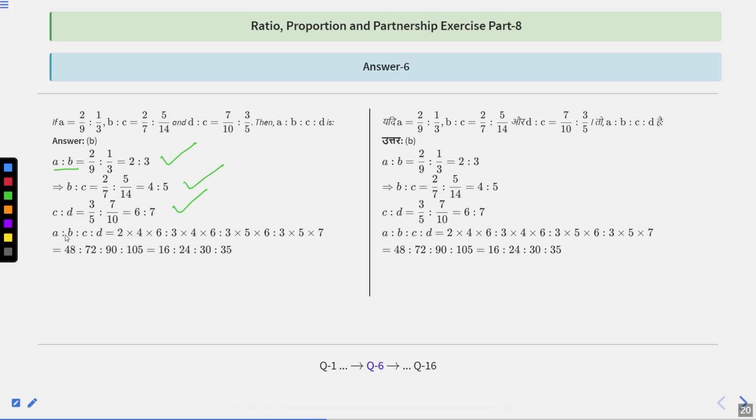So we can write A:B:C:D as 2 into 4 multiplied by 6 : 3 multiplied by 4 multiplied by 6 : 3 multiplied by 5 multiplied by 6 : 3 multiplied by 5 multiplied by 7, which becomes 48:72:90:105. When we simplify it, we get 16:24:30:35. So B is the correct answer.